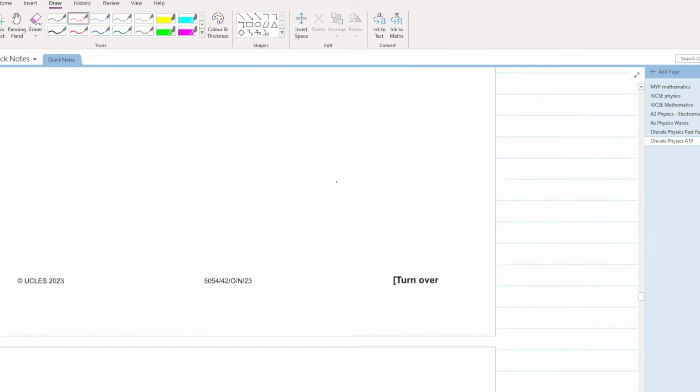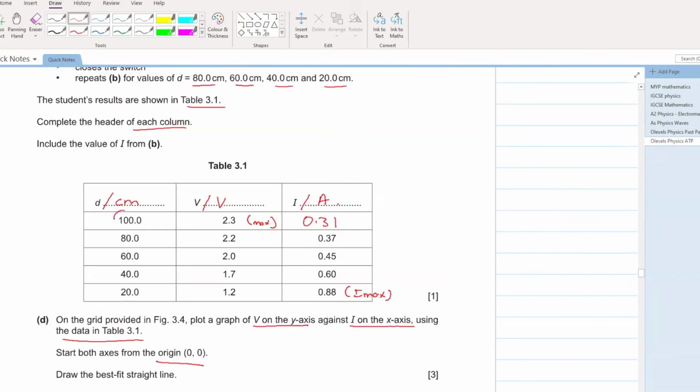Let me show you why. Can you realize that as the value of D is decreasing, the value of current is increasing? As the value of D is decreasing, the value of current is increasing. So if you make D less than 20, the current value will get too high. If the value of current is too high, that means what? Your circuit will get heated up.